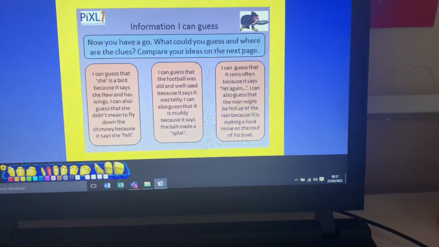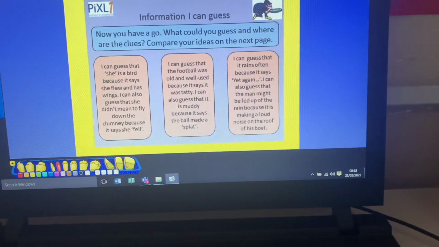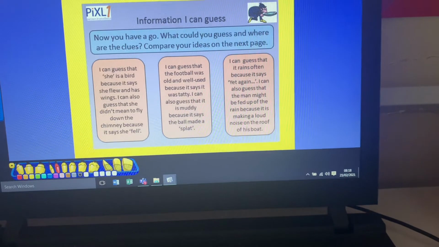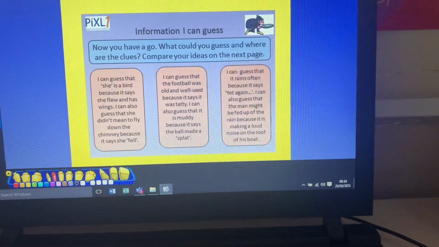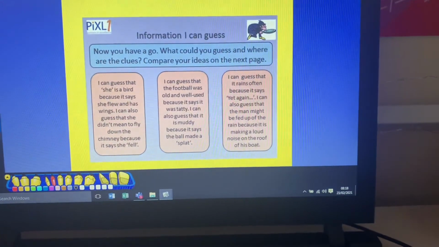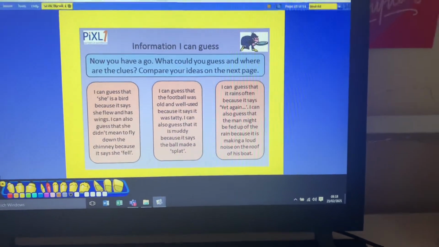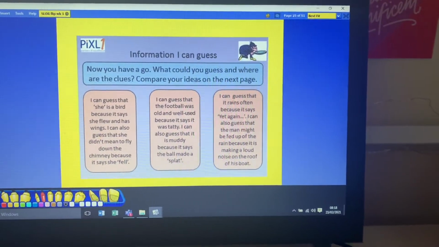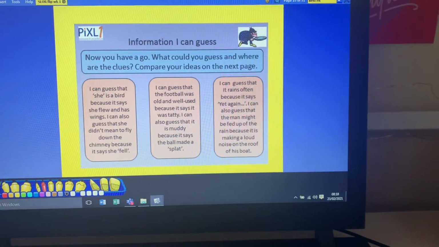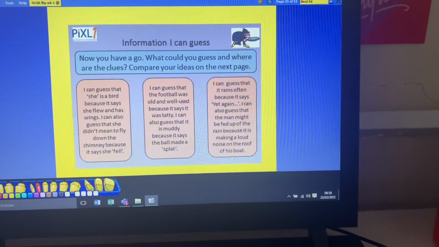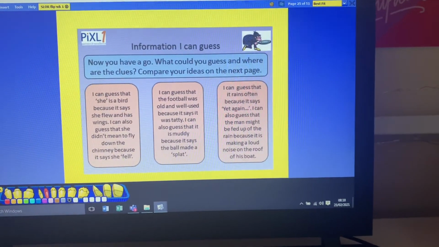Okay, let's have a look and see if you made an informed guess. So in the first sentence, you can guess that she is a bird because she flew and has wings. We can also guess that she didn't mean to fly down because it said that she fell. In the second sentence, we can guess that the football was old and well used because it says it was tatty. We can also guess that it was muddy or had been raining because the ball made a splat sound. In the last sentence, we can guess that it rains often because it says yet again. We can also guess that the man might be fed up of the rain because it's making a loud noise on the roof of his boat.